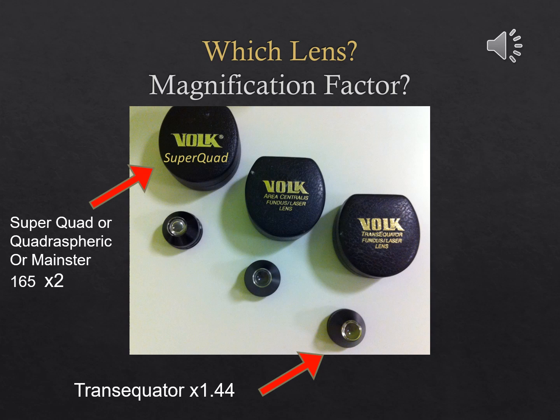When carrying out PRP laser, it's important to know which lenses to use. We typically use a superquad or quadraspheric or Mainster 165 lens. These all have a ×2 magnification factor, which means that the spot size will be twice as large on the retina. A transequator lens can also be used, but this has a smaller magnification at 1.44. It is therefore important to adjust the spot size on the laser machine when using this different lens.